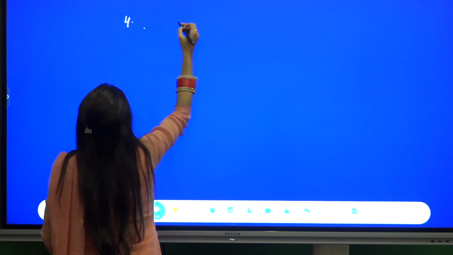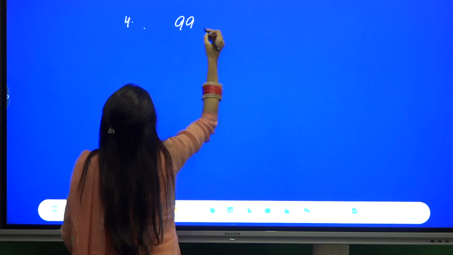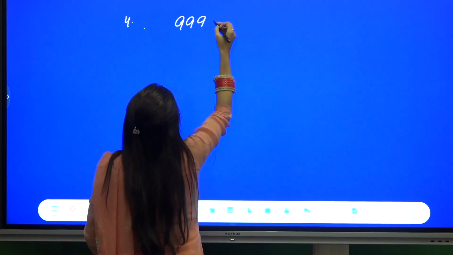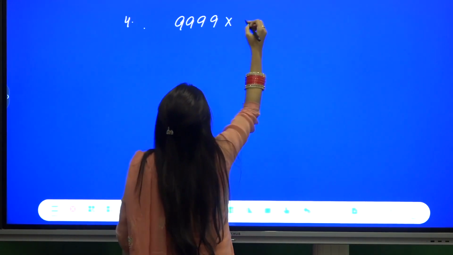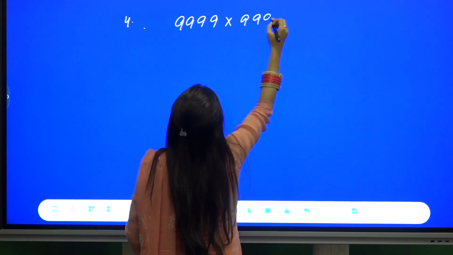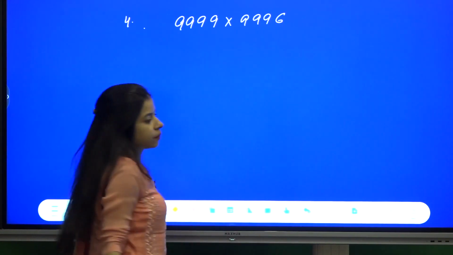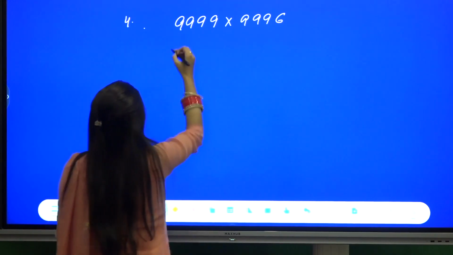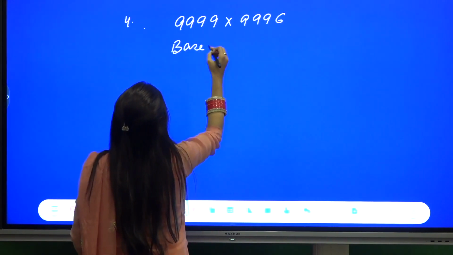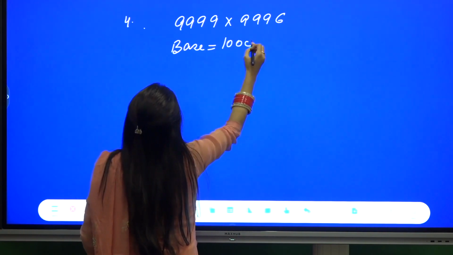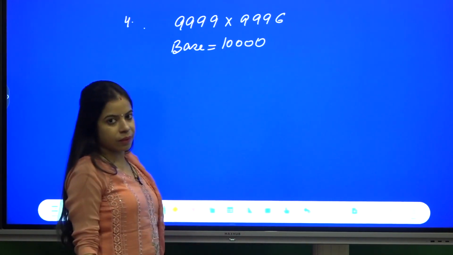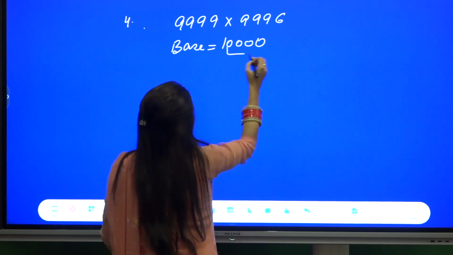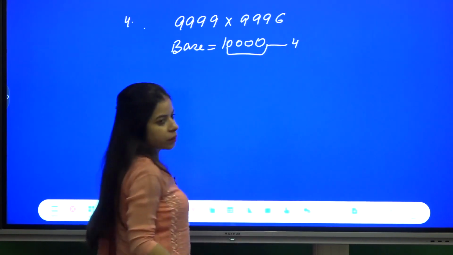Let us consider, say, 9999 into 9996. Here we can see that the base is 10,000. Remember, the number of zeros here is 4.